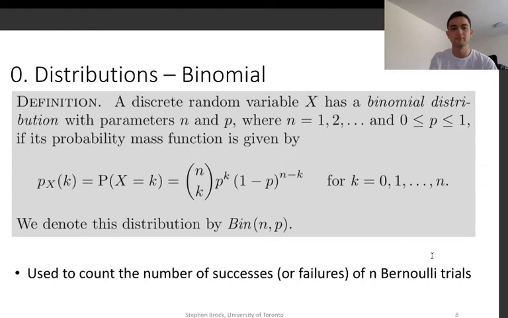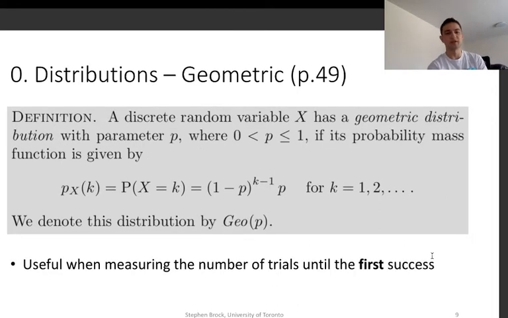All right, so the geometric distribution. By definition, a discrete random variable x has a geometric distribution with parameter p, where p is between 0 and 1, if its probability mass function is given by p sub x of k is equal to the probability that x equals k, which is equal to 1 minus p to the power of k minus 1 times p, for k equal to 1 all the way up to infinity. We denote this distribution by geo of p, and this is useful when we're measuring the number of trials until the first success.